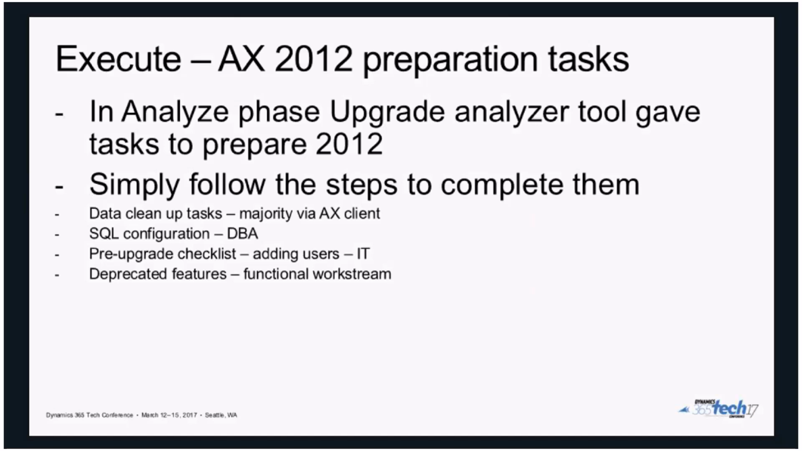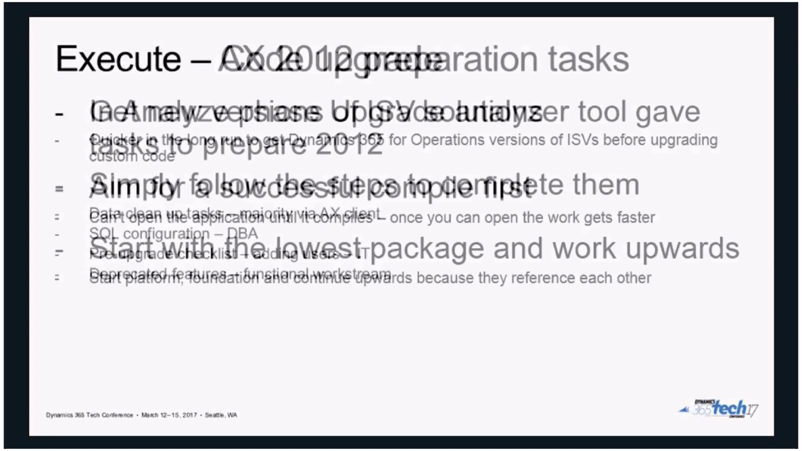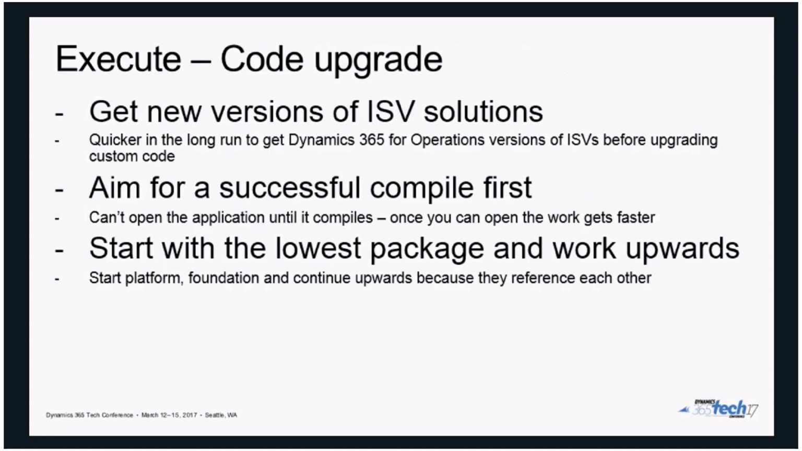We have an upgrade analysis tool. You already executed such upgrade analysis tool in preparing for the 2012 upgrade. Follow all the steps that the tool recommends, and ensure that everything is taken care of before you start the actual upgrade process. Get the latest version of your ISV solutions when you execute your upgrade. First thing, when you do your code upgrade process, ensure that you do an initial successful compile first.